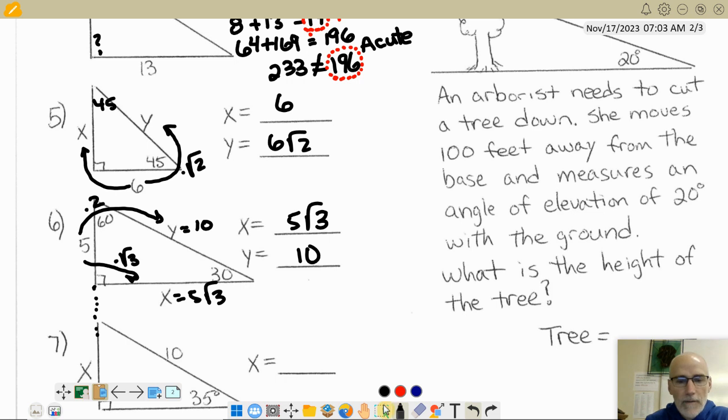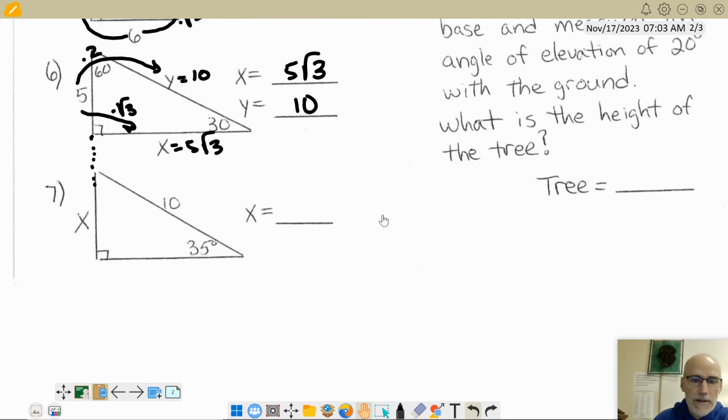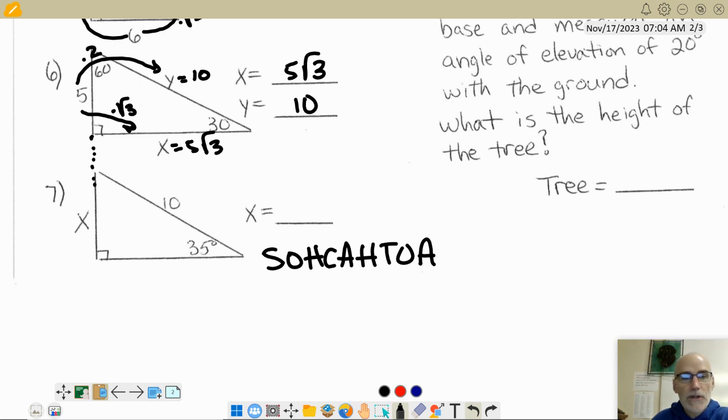All right, number 7. This is where sine, cosine, tangent come into play. So I would definitely have SOHCAHTOA down on my paper. As soon as I start the test, I would write SOHCAHTOA or have it on my cheat sheet. And what we need to identify is, from the 35-degree angle, if 35 is my focus, then across from 35 is the opposite leg. Okay, this is the opposite leg.